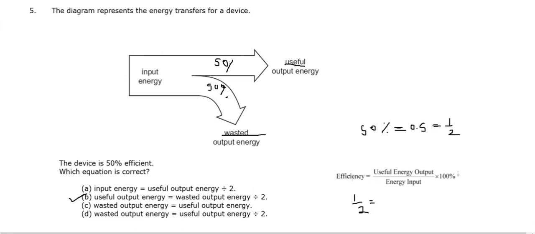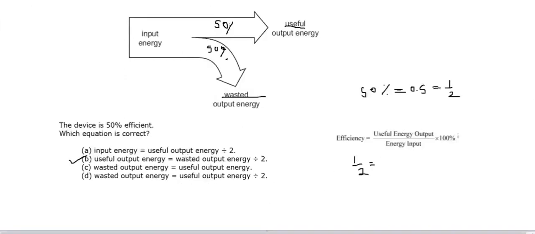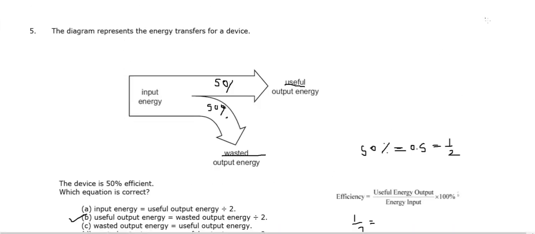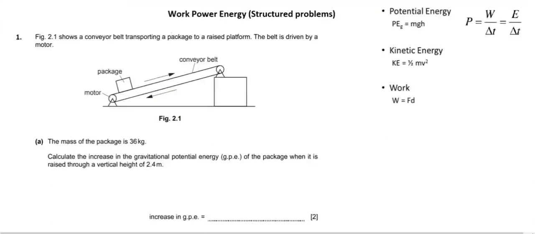So we are going to end our MCQs here, and now we will see the structured problems. So now we will see the first question in the structured problems. You can see here this figure 2.1 shows a conveyor belt transporting a package to the raised platform, and the belt is driven by the motor. Here you can see the package is kept over the belt, and this is a motor and it is continuously rotating, so that the package will be going to this raised platform.